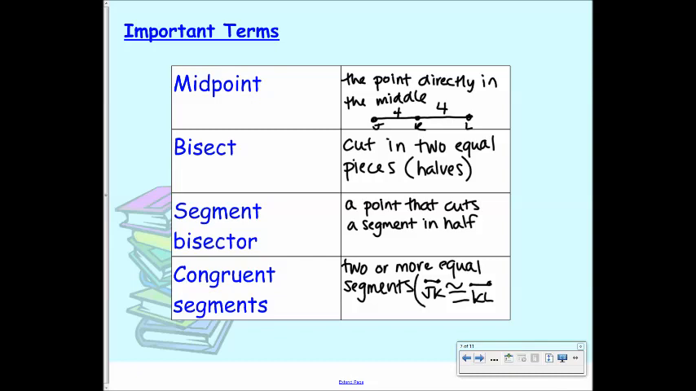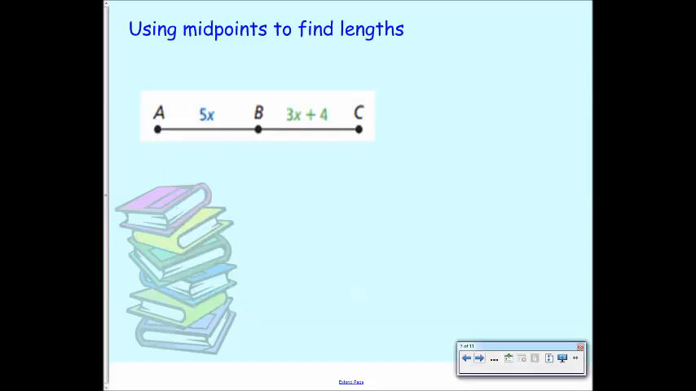All right, so how can we use a midpoint then to find the lengths? If I tell you B is a midpoint of AC, then what do you know about AB and BC? They're the same length. So what algebraic equation could I set up then? 3x plus 4 equals 5x. Guillermo, why? Am I adding them together? No? I'm making them equal, and I know that they're equal because I told you B is a midpoint.